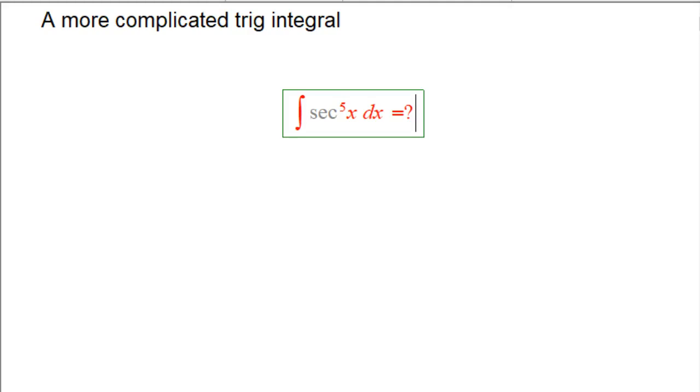Let's look at a relatively complicated trig integral. The secant and tangent ones tend to be a little bit more complicated. And the particularly complicated case is when the power of secant is odd and the power of tangent is even. Here, the power of tangent is 0. So that's certainly an even number. And so how would we do this one?